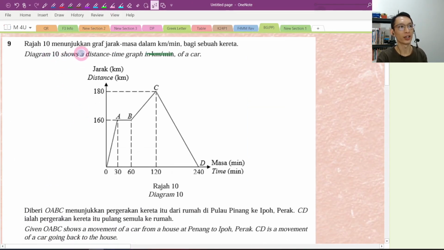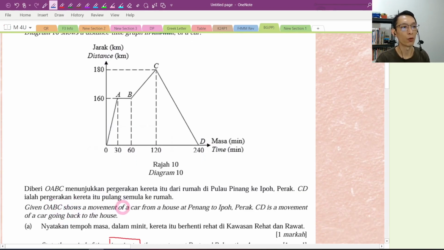Diagram 10 shows a distance time graph of a car. The vertical axis is distance in kilometer. Horizontal axis is time in minutes. Given OABC shows a movement of a car from a house at Penang to Ipoh, Perak. CD is a movement of a car going back to the house. So this is Penang. This is Ipoh. Okay, from Penang to Ipoh, then from Ipoh go back to Penang again.